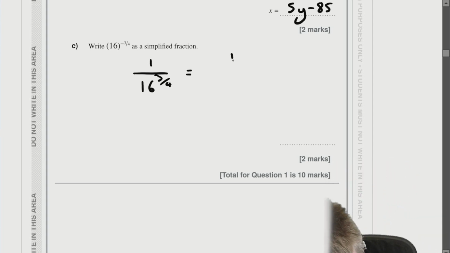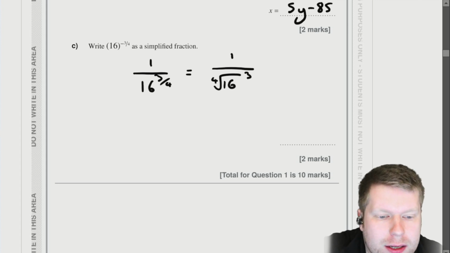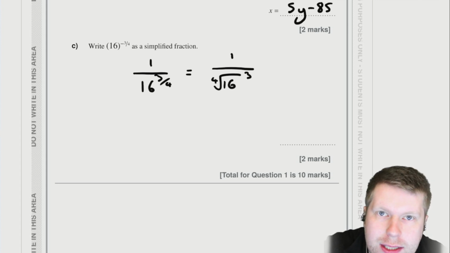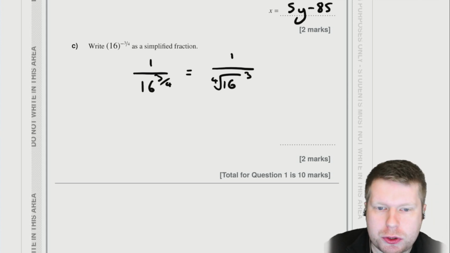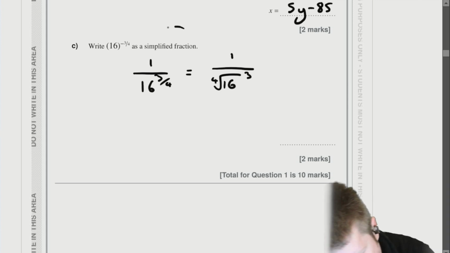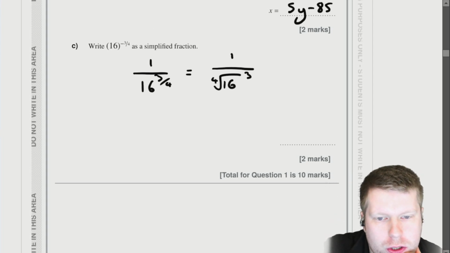Then from here, I can realise that the fractional power in the denominator is just the same as a root. So I can write this as 1 over the 4th root of 16, and then raise this to the power of 3. Now, this wouldn't be enough to get the full 2 marks. If you got it to this point here, you would have got 1 mark because you've exploited ideas of laws of indices, but you haven't simplified the fraction. This still looks messy, and there's still more evaluation you can do.